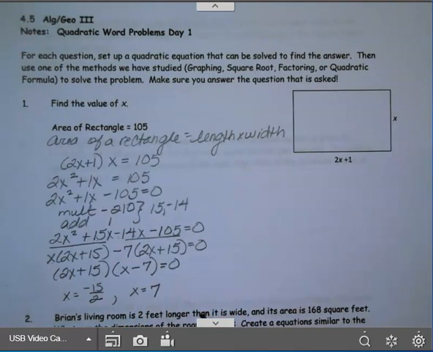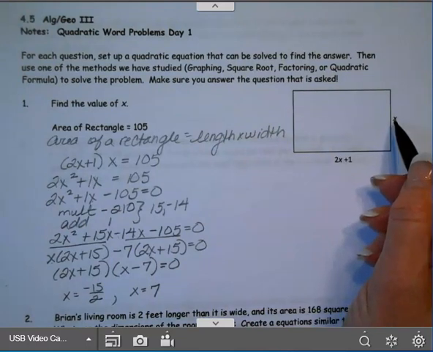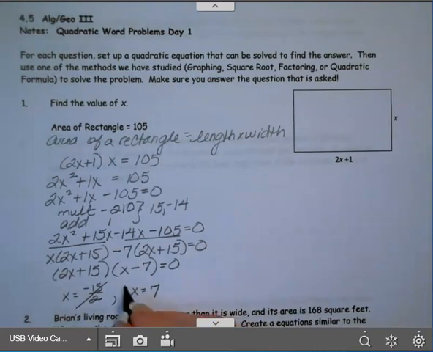Now, you cannot have a length or width equal to 0 in this. That wouldn't make sense. So x cannot be negative. I'll have to throw that one out. You could solve this with the quadratic formula.